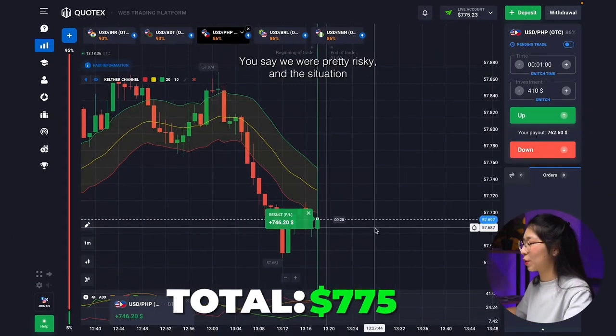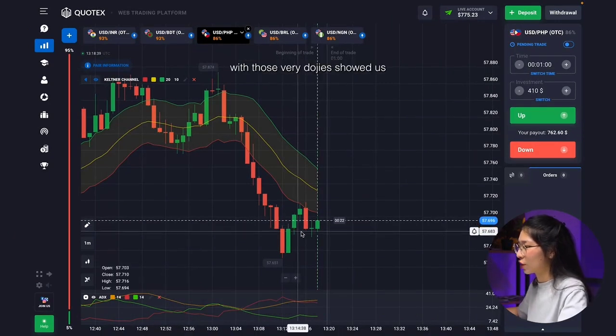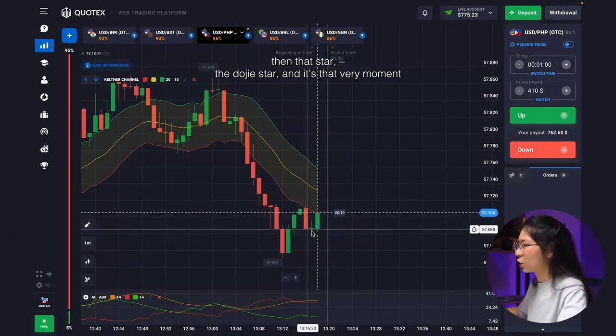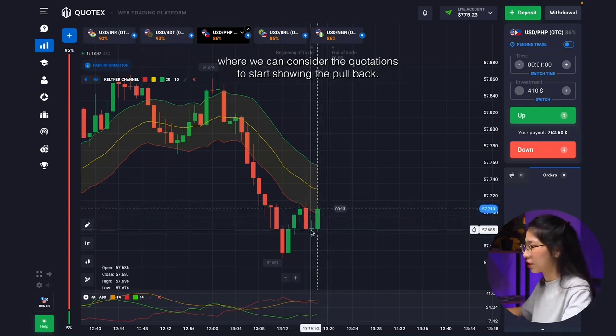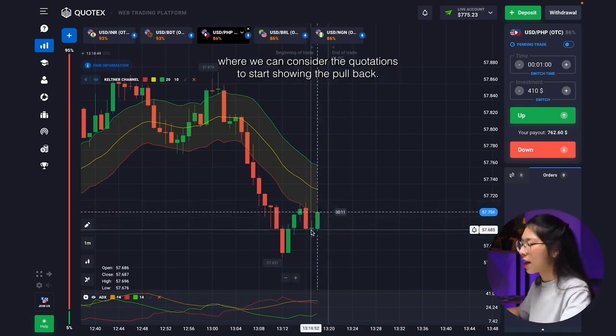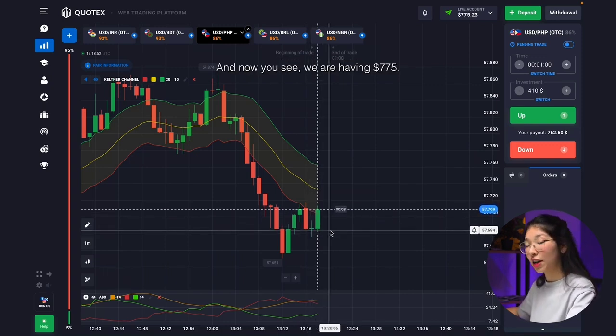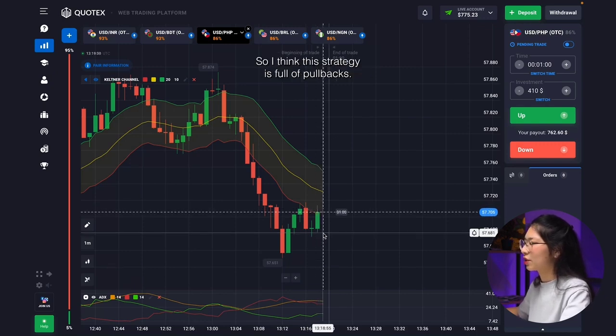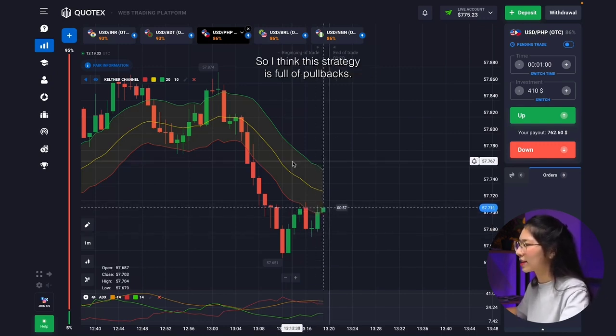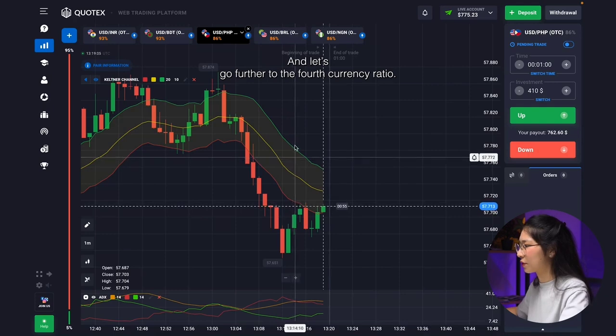So guys, interesting moment. The situation with those red dojis shows us that there's a star, the doji star, and it's that very moment we've considered the quotations to start showing the pullback, and now you see we're having $775 on my account. I'm pretty glad that this happened here, so I think the strategy is full of pullbacks, and let's go further to the fourth consideration.